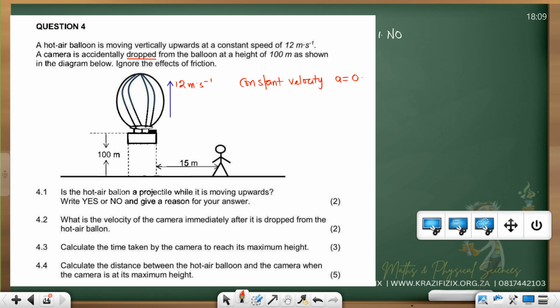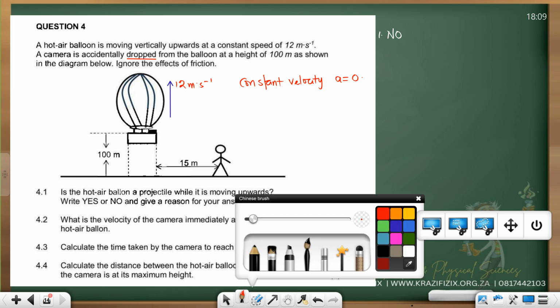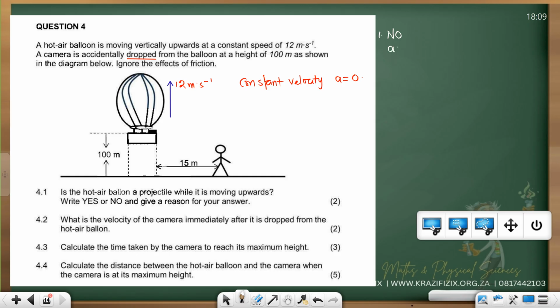Why are you putting a sad face there? And for something to be a free fall, acceleration must be what? 9,8. So they said, give a reason for your answer. The acceleration is zero. For it to be a free fall, acceleration must be 9,8. Guys, are we okay there? Constant velocity, acceleration is zero. Free fall, acceleration is 9,8 meters per second squared downwards. Please respond. Give me thumbs up, thumbs down. You're not okay with what I said.